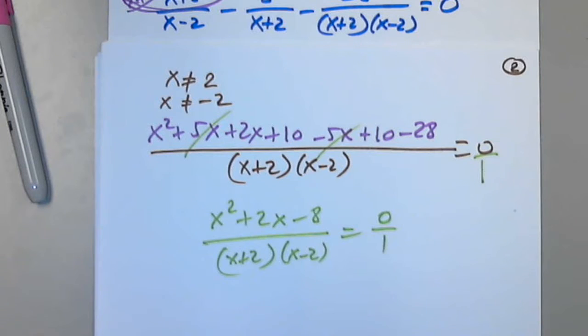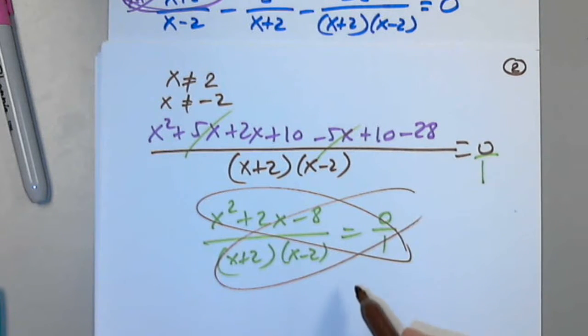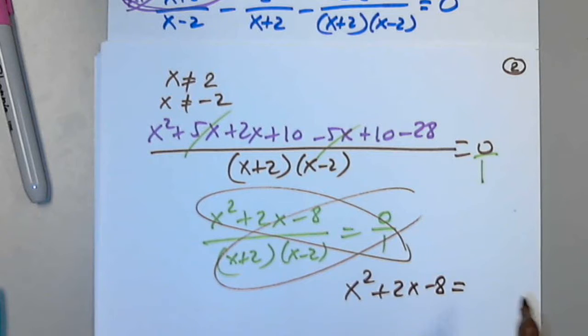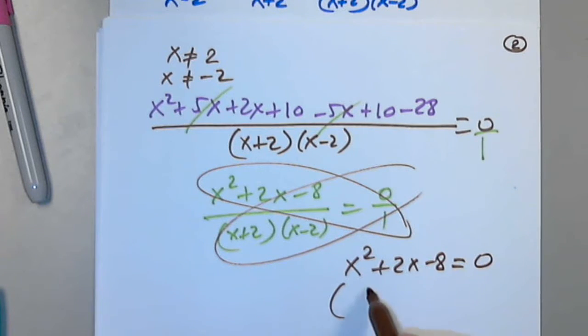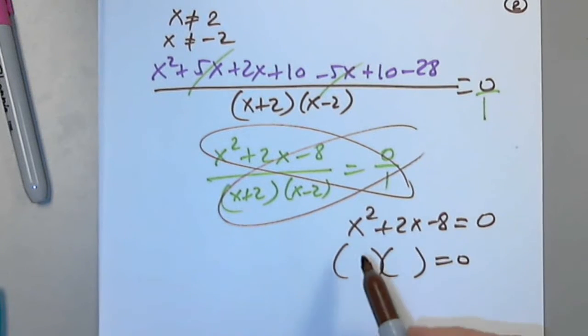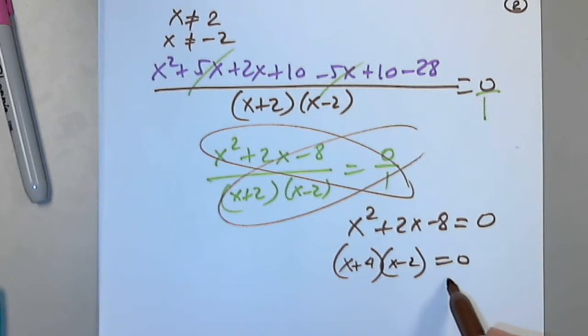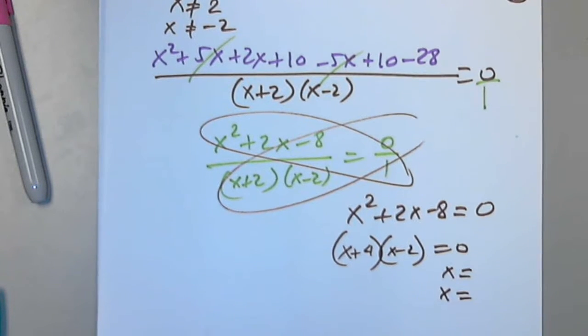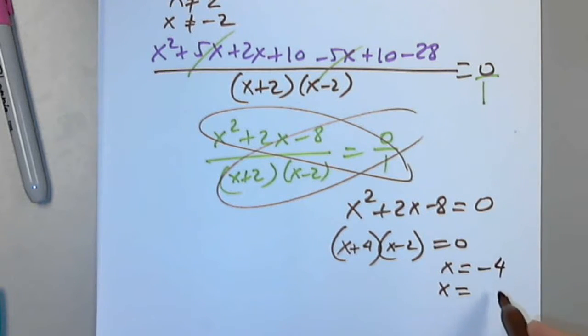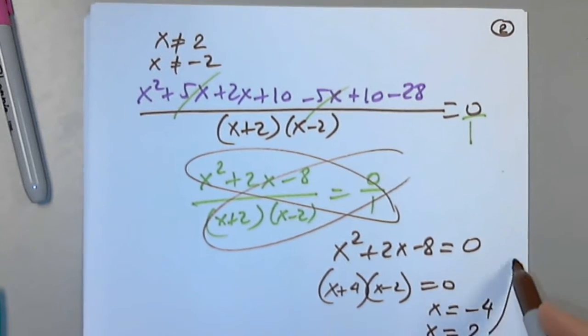And then we, very good, we cross multiply. So then we have x squared plus 2x minus 8 equals 0, very good. All I have to do is factor. Plus a minus 4. So there are two options. Negative 4, 2. Good. And I would say not so fast.